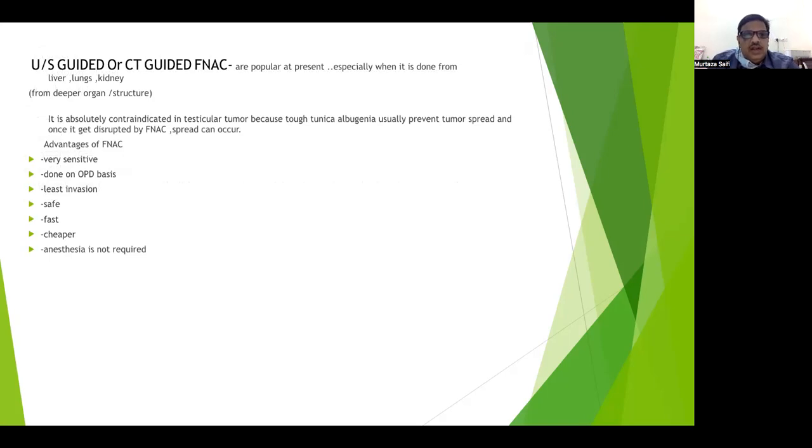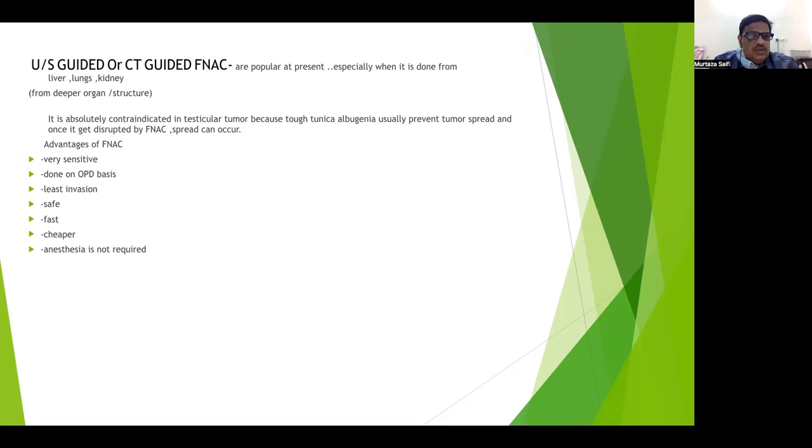USG guided or CT guided FNAC are popular at present, especially where it is done from liver, lung, and kidney. From different organs or structures, we can do CT guided or USG guided FNAC. It is absolutely contraindicated in testicular tumor because the tunica albuginea usually prevents tumor spread, and on its disruption by FNAC, spread can occur. So, FNAC is contraindicated in testicular tumor.